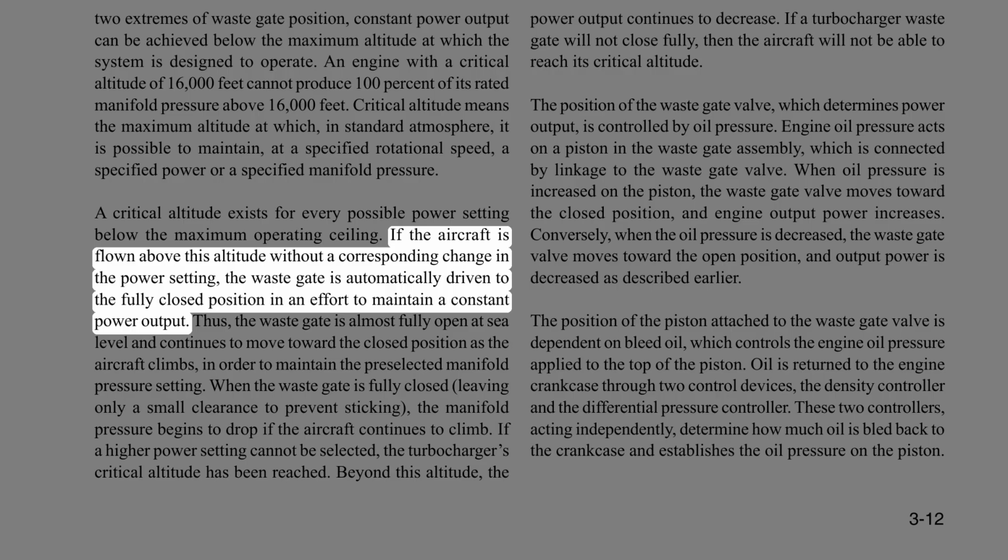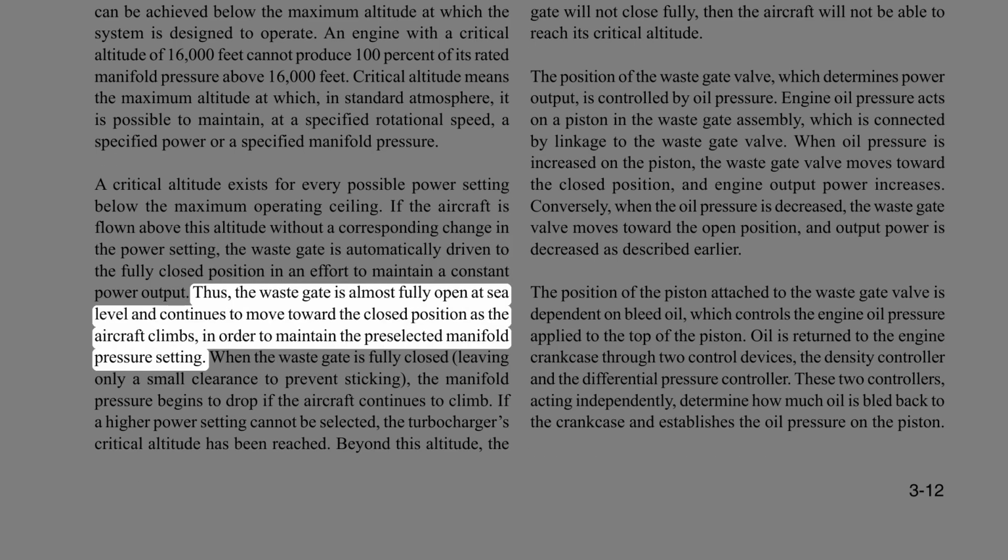If the aircraft is flown above this altitude without a corresponding change in the power setting, the wastegate is automatically driven to the fully closed position in an effort to maintain a constant power output. Thus, the wastegate is almost fully open at sea level and continues to move toward the closed position as the aircraft climbs, in order to maintain the pre-selected manifold pressure setting.